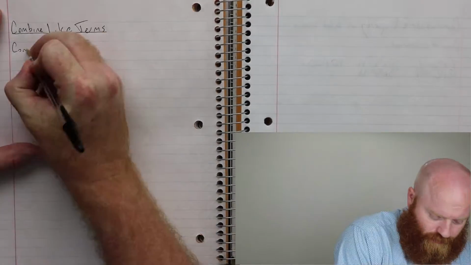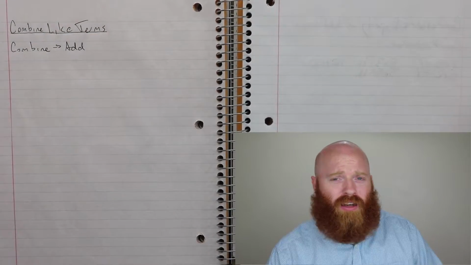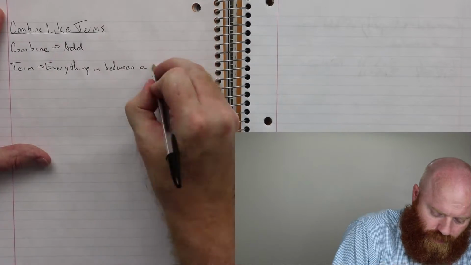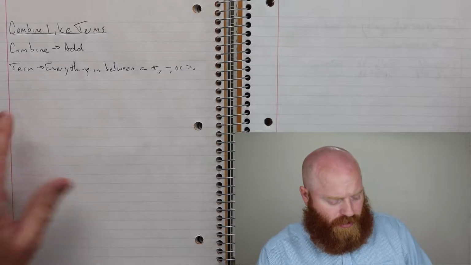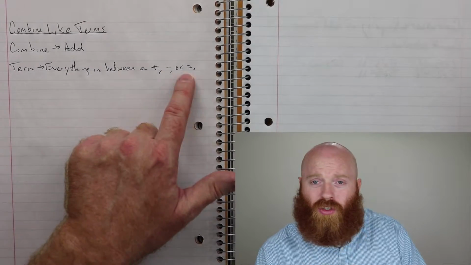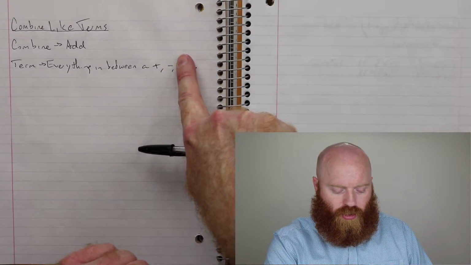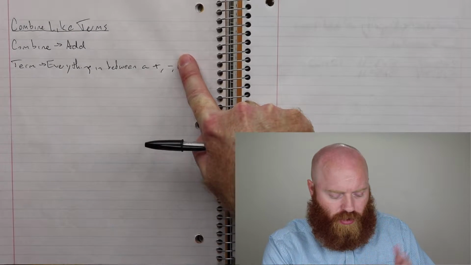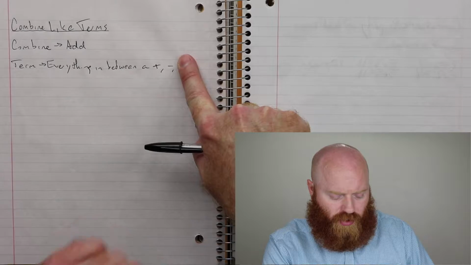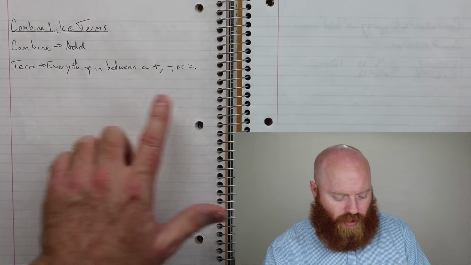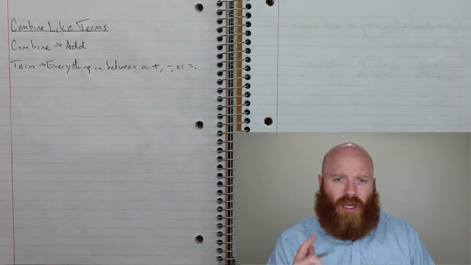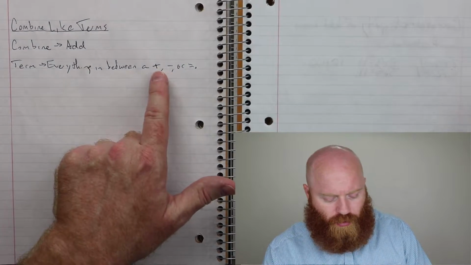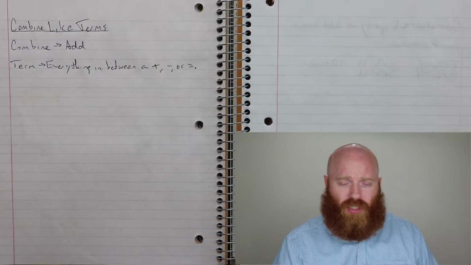Combine means add. And a term is everything in between a plus, minus, or equal sign. Normally, you're just dealing with what are called expressions, little math phrases that don't have equal signs or inequalities, and it's just pluses and minuses. When you're dealing with equations, you can combine like terms, but only on one side of the equal sign or inequality sign. You'll see what I'm saying as we go on.